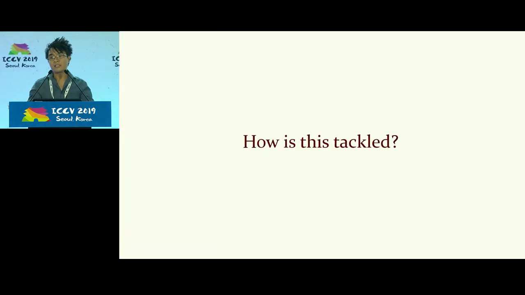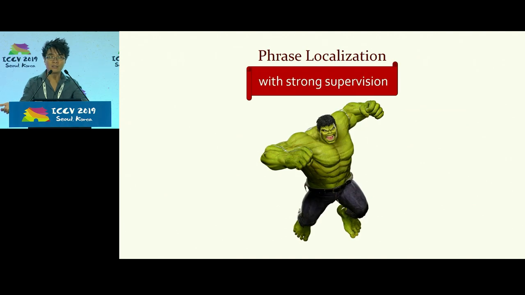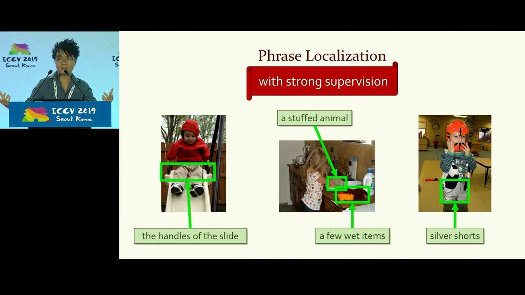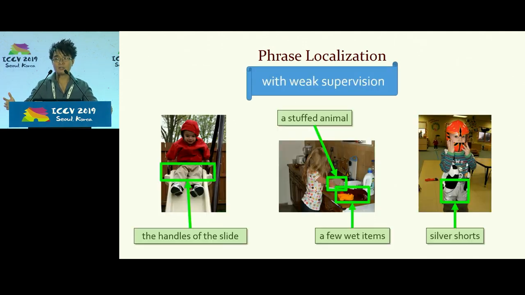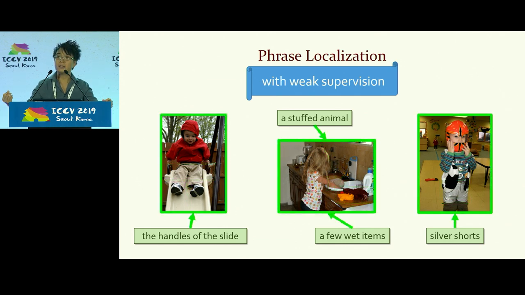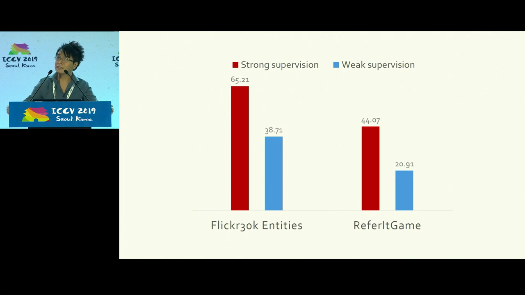And so how do people usually tackle this task? The most obvious way is to use fully or strongly supervised methods. In this method, systems learn from a lot of different phrases along with their localization. Of course, there's also an alternative setting where you can use weak supervision. In this case, systems know that the phrase is somewhere in the image, but don't know where exactly. Here are state-of-the-art results on different datasets. And as expected, strongly supervised systems perform much better than weakly supervised systems.